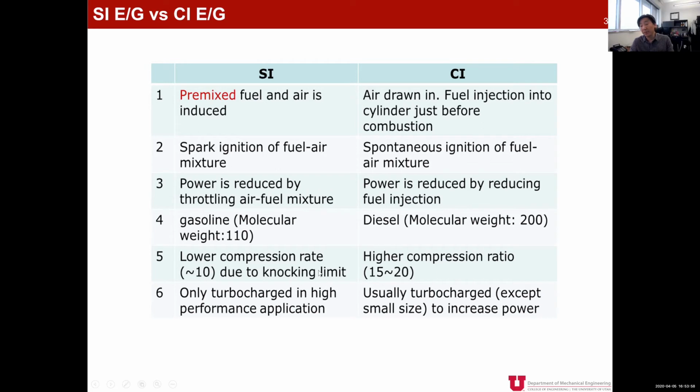And theoretically speaking, the SI engine also can be better at a higher compression ratio, but the knocking condition severely limits the compression ratio for the spark ignition engine. Compared to that, the CI engine can have a much higher compression ratio because diesel is not ignited as easily as gasoline. So it can endure a much higher compression ratio.